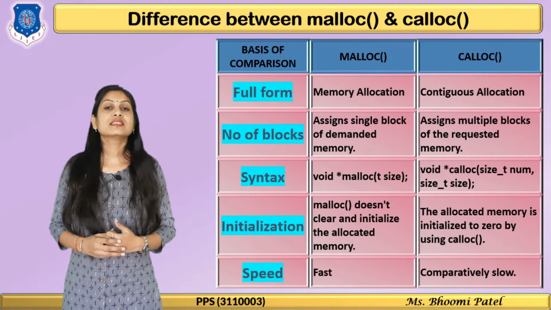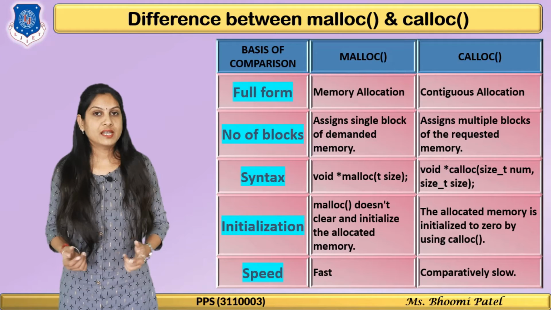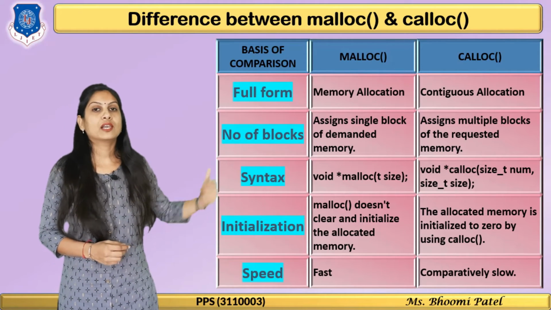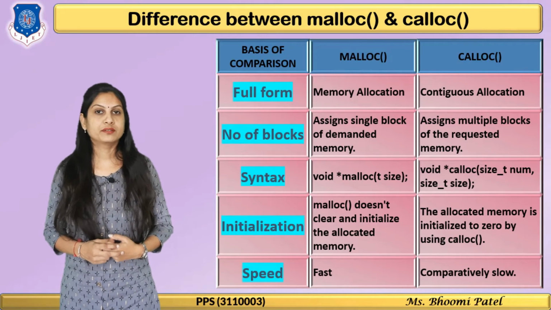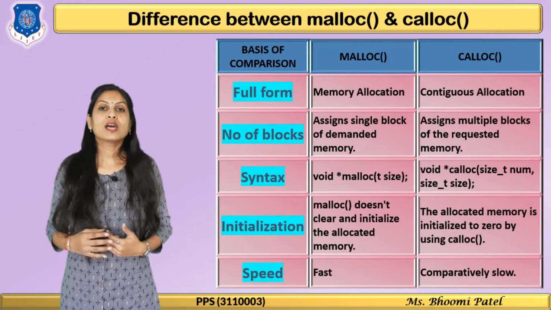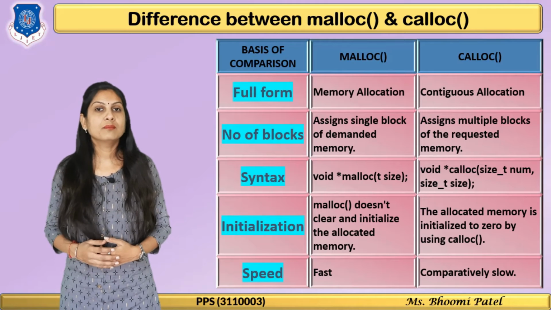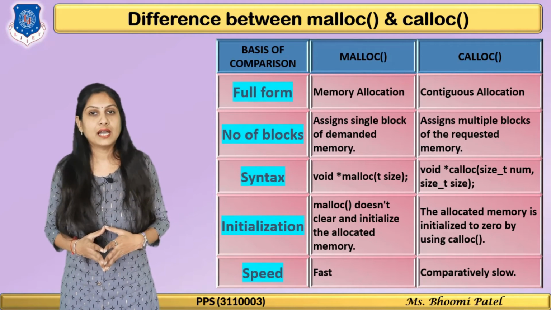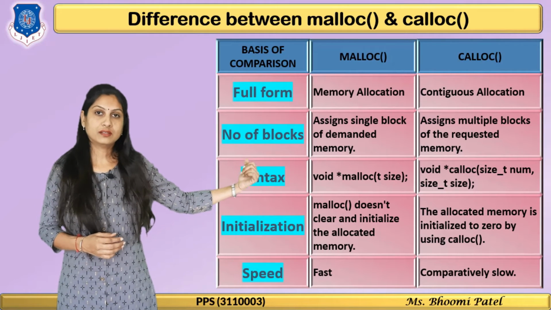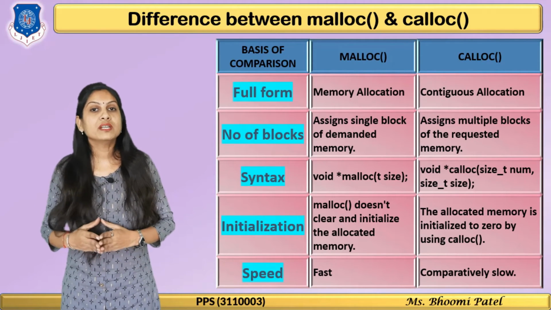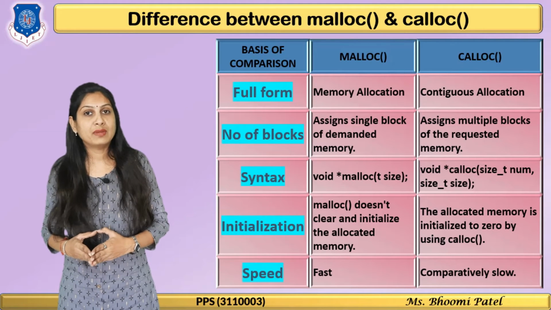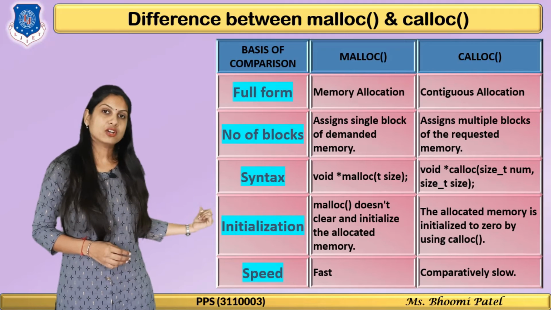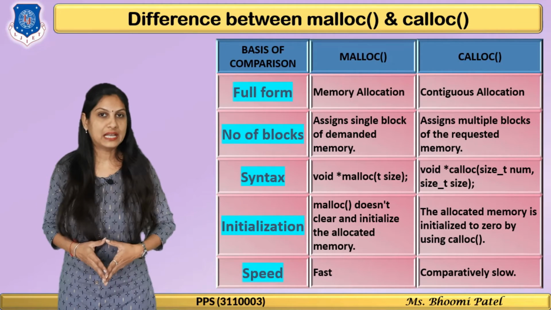Third one is the syntax. Both have the same syntax, only in malloc we are passing one parameter and in calloc we are passing two different parameters. Next, when you are allocating memory using malloc, the default value of the elements is garbage, but when you are using calloc, the memory allocated has all elements set to 0. And the last one is that malloc is faster compared to the calloc function.